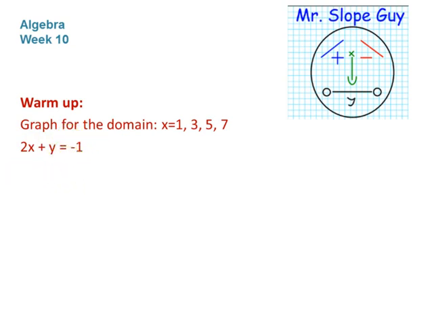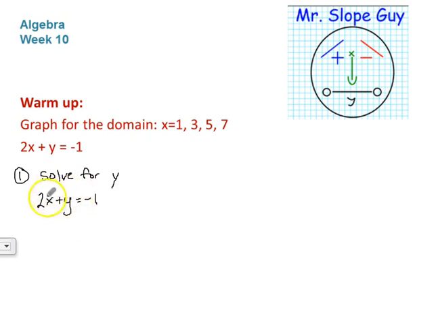So our first step in our warm-up is that we want to solve for y. We want to get y all alone. That way, when we plug in our x value, it's going to be really quick for us to see what the corresponding y value is. So we're going to solve for y. We've got 2x plus y equals -1.